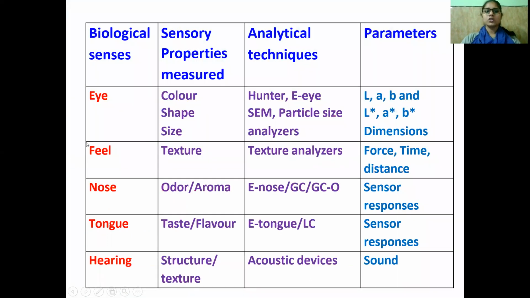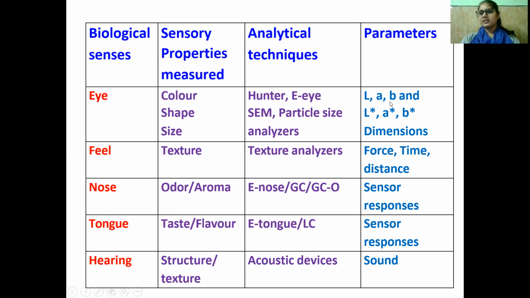So there are the biological senses, the sensory properties measured by them, and the analytical techniques we use instead of the sensory properties of the human being. And what are the parameters of the instrument? We will get them after testing. So by the eyes we get size, color, and shape, and by analytical techniques we use the Hunter Color Lab, electronic eyes, SEM, and particle size analyzer. The parameters are the L, A, B, and L star, A star, B star dimensions.